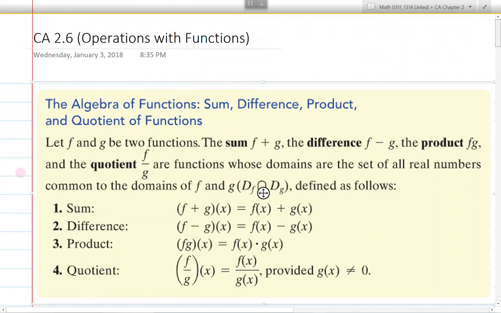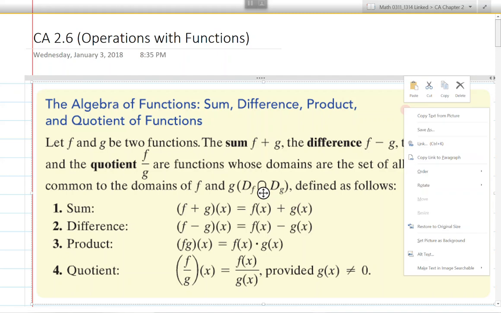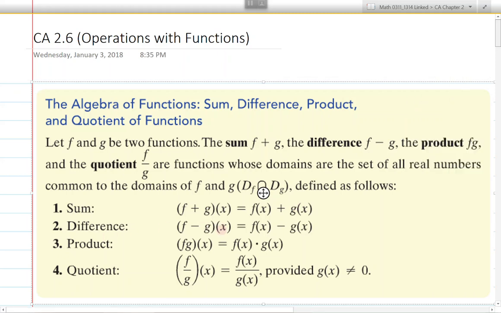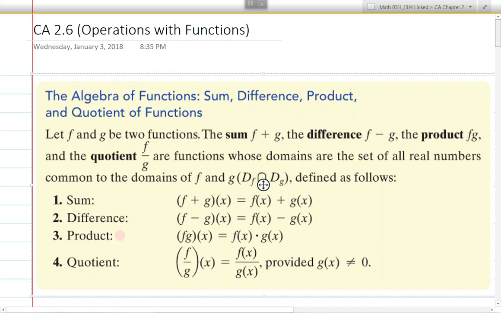This is lesson 2.6 and we have been studying functions, and so now we're going to perform operations with functions. We're going to see what happens when we add two functions together, when we subtract two functions, when we find the product of two functions, and when we find the quotient of two functions. There is one other operation we'll do, and I'll discuss that in a few minutes. For each of these, we will talk about the domain.